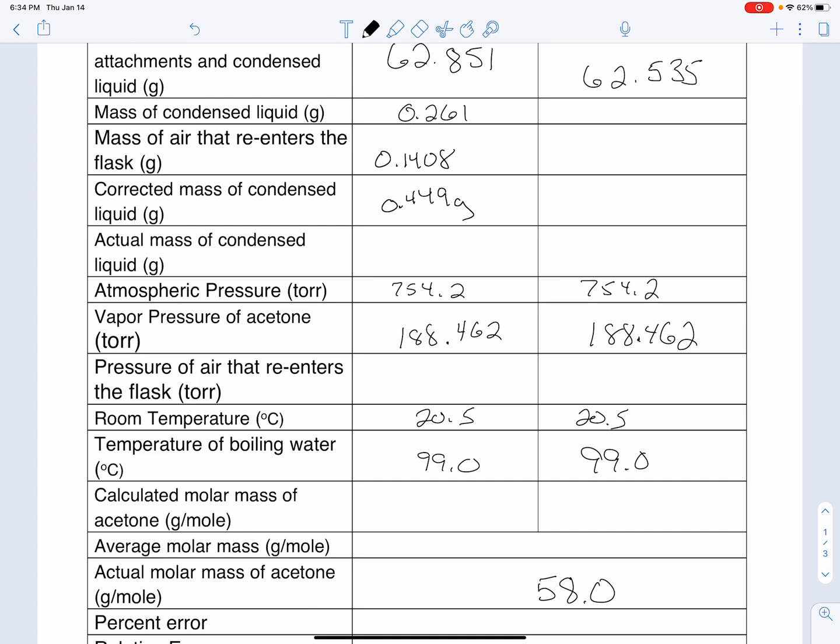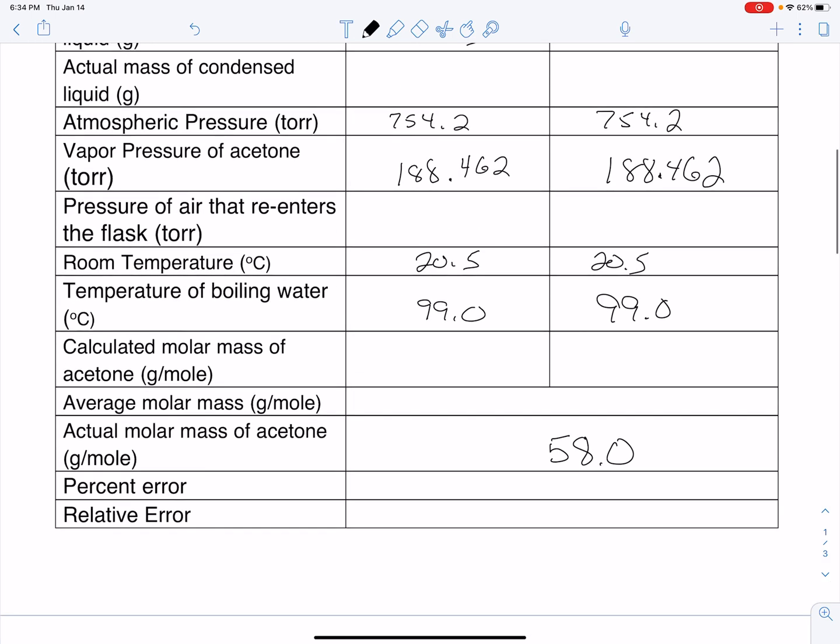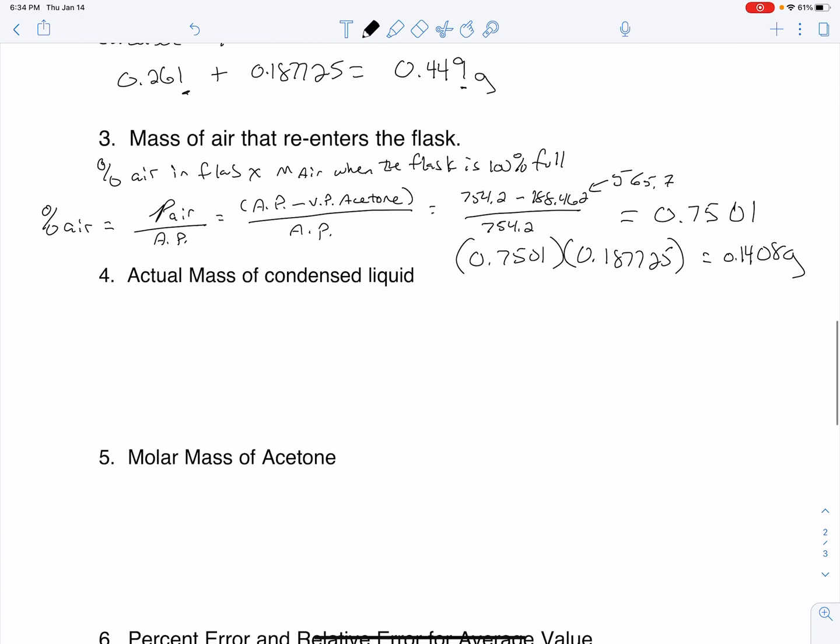So here's what's happening. We took an empty flask, and we accounted for the fact that it actually has air in it. That allowed us to find the real mass of the condensed liquid. The problem is that condensed liquid is a condensed liquid plus air that re-entered the flask. So now we must consider all of those things together to find the actual mass of the condensed liquid. It was the mass of the corrected liquid minus the mass of air that re-enters the flask.